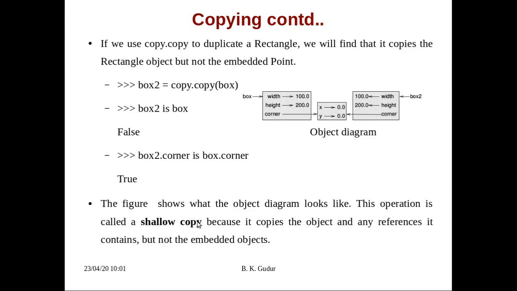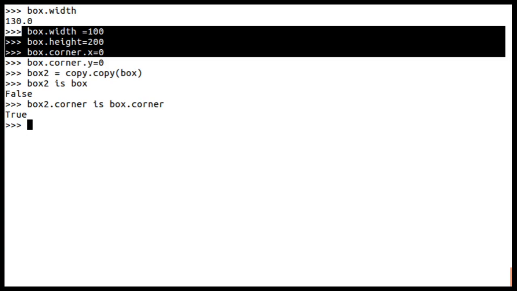This operation is called shallow copy because it has not copied all the attributes. It copies the object and any references it contains, but not the embedded object. As I told, the corner point here is an embedded object, so it has copied the other attributes but not the embedded ones. Because of that, we call this a shallow copy. That's what we have seen here: box2 is box is false, whereas box2 corner is box corner. Box2 dot width will be the same as that of box width.